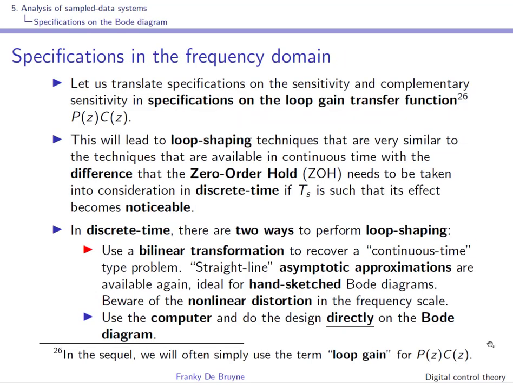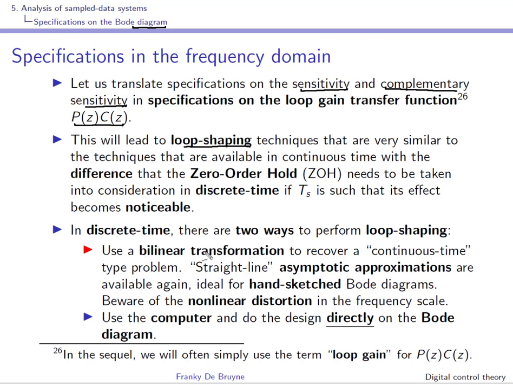Well, in this subsection we'll look at specifications on the Bode diagram in terms of the loop gain transfer function. Remember that we have imposed specifications in terms of the sensitivity and the complementary sensitivity, and now we'll transform them into specifications on the Bode diagram of the loop gain transfer function, and we'll simply say loop gain. This will lead to loop shaping techniques that are similar to the ones that you've seen in the course of my colleague David Rouchard, Fundamentals of Control Theory.